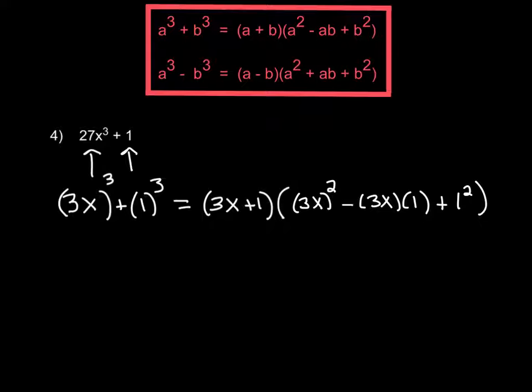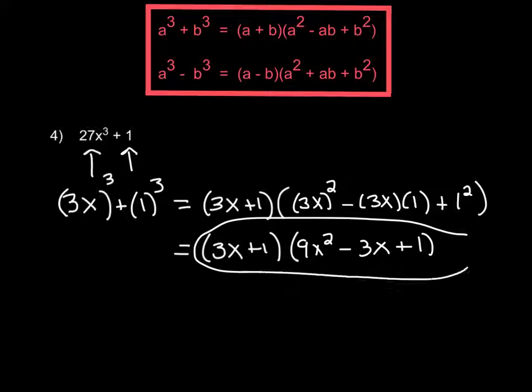Okay, so again, let's just go through and make this look a little nicer. So we could bring down the 3x plus 1. Now, when you square a 3x, remember we said before you want to square the 3 as well as squaring the x. So 3 squared is 9, and x squared is x squared. So that gives us 9x squared. And then minus 3x times 1 is 3x, and then 1 squared is 1. So this is going to be our final answer in factored form.